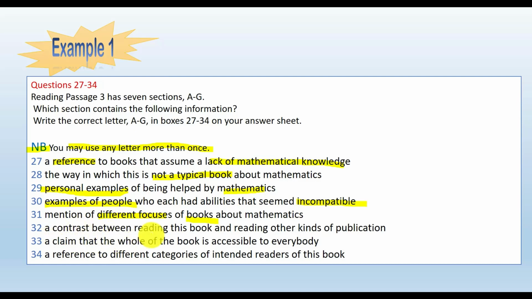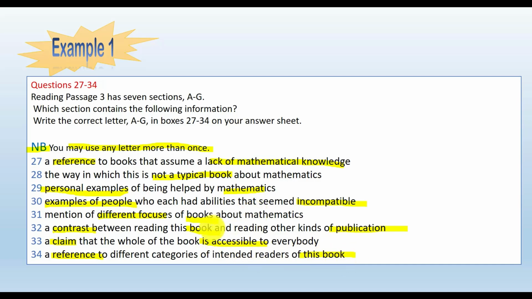A contrast between reading this book and reading other kinds of publication, and we're going to look for a contrast between this book and other kinds of publication. A claim that the whole of the book is accessible to everybody. This is a claim, and the whole of the book is accessible to everybody. A reference to different categories of intended readers of this book.